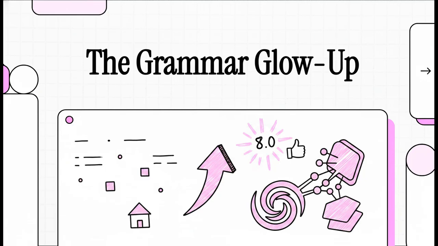Welcome to this explainer. Today, we're doing something really exciting. We are taking your basic English sentences and giving them a massive Band 8.0 grammar glow-up. If you've ever felt like your writing is just kind of stuck at a beginner or intermediate level, relying on those short, choppy sentences, you are in exactly the right place. Today, we're going to transform those A2-level thoughts into the sophisticated, complex structures that top examiners are actively looking for.